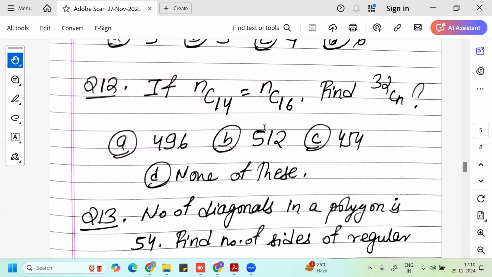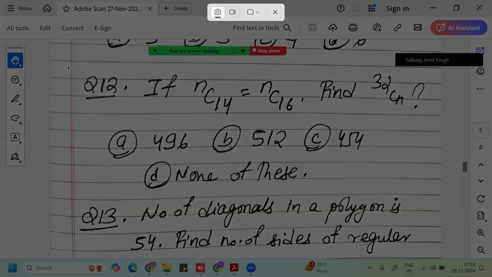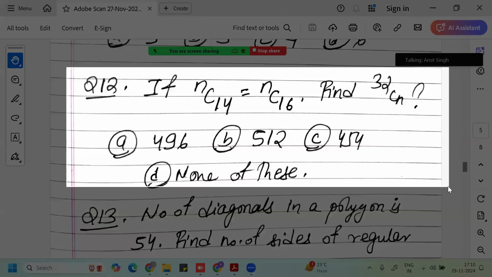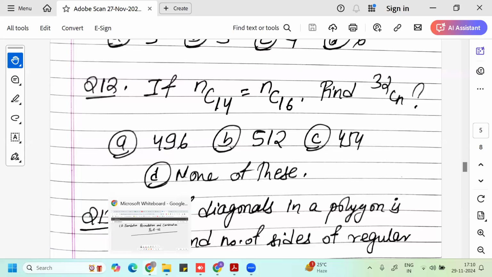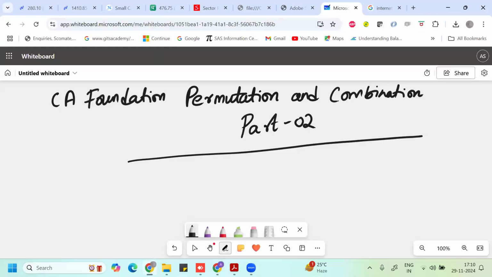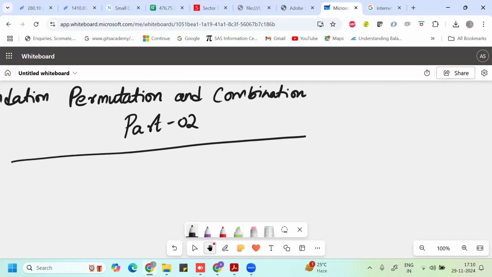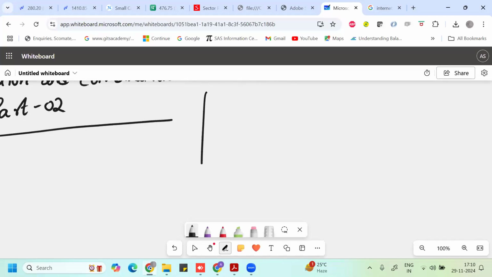So far we have discussed 11 questions. This is question number 12. If this question comes, how will you do it? This kind of question is very common, and it is done by working on the properties of nCr. You should know the property that nCr is equal to nC(n minus r). Remember this property.